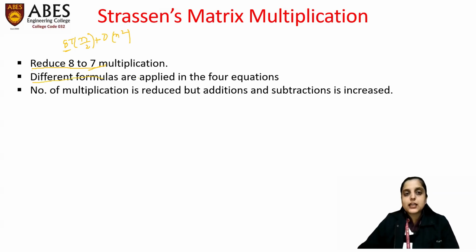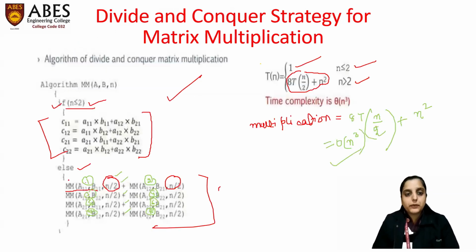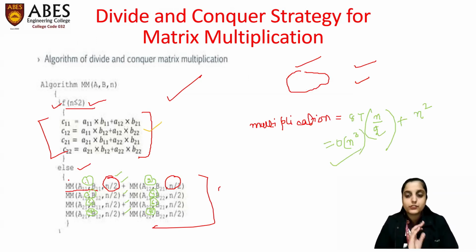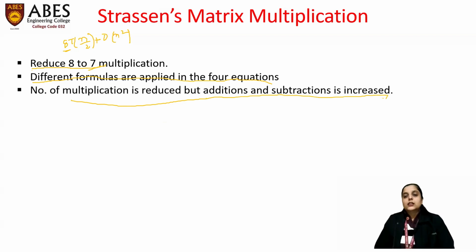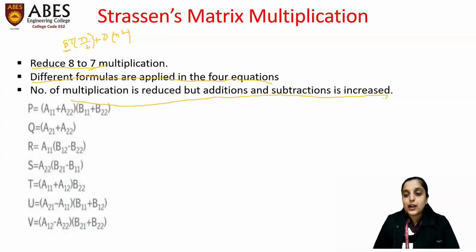And it says different formulas are applied in the four equations. Means in the previous approach, we were using the basic multiplication formula that we study from our first year. But here we are going to use different formulas in the four equations, and the number of multiplications is reduced, but additions and subtractions are increased. As we have seen in the previous approach, we were only doing addition 4 times, but here, as compared to multiplication, addition and subtraction will increase. So this is the main idea behind Strassen's matrix multiplication.